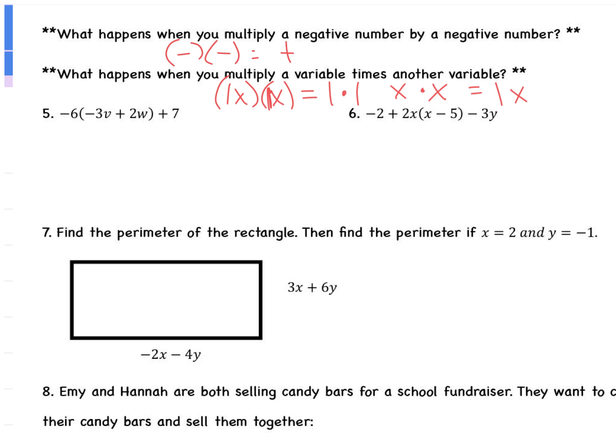How many x's do you see right here? 2 x's, and so that means we're going to make that be an exponent, x squared. Anything times itself is squared. If you multiply a variable times itself, it's going to become squared, a little exponent. So let's actually look at number 6, and then we'll go back to number 5, because number 6 is what we just looked at, okay?